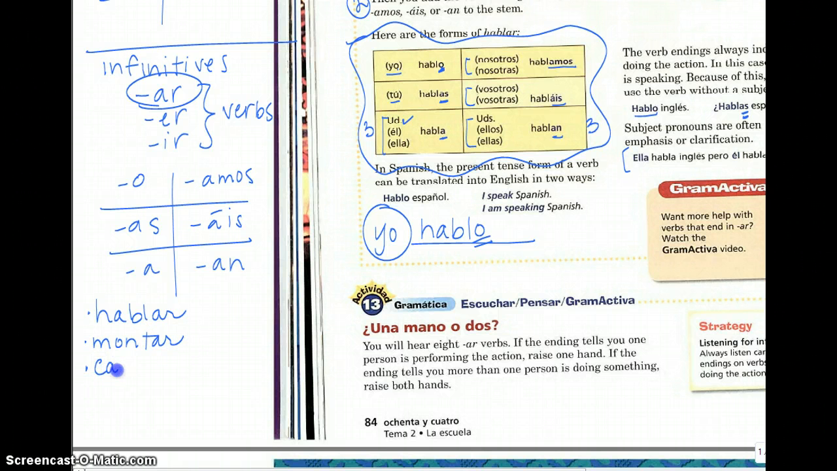We also can do this with cantar and bailar and dibujar. Sorry, I spelled that wrong. Dibujar, and so on and so forth. Any AR verbs that we know so far, we can conjugate now because we know the AR verb endings. So, for example, if you wanted to talk about I ride, you're going to take o, as, a, amos, áis, and an, and attach that to montar. So you're going to get rid of the AR, and you're going to write monto, montas, monta, montamos, montáis, and montan. It's very easy, you see?